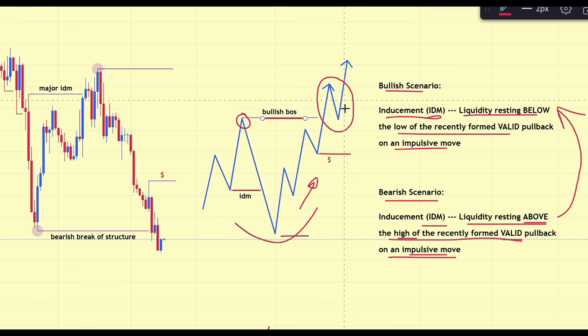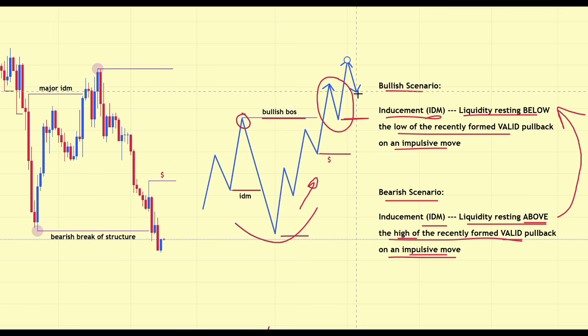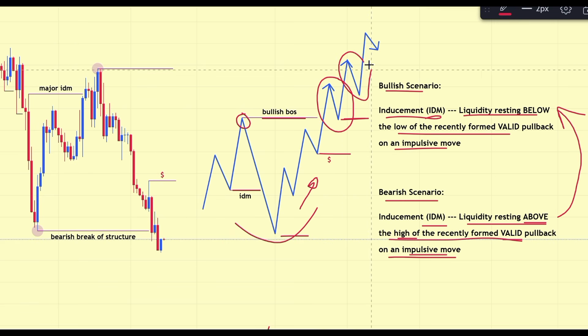So this means this liquidity, or this sell side liquidity resting below this low, is what we will be calling the major inducement. Again, if price creates another pullback without taking this initial major inducement, then the major inducement will be shifting to the newly formed valid pullback. So this one here will no longer be our major inducement, but this one here will now be our major inducement, because I said the word recently is a keyword. It needs to be the recently formed valid pullback.